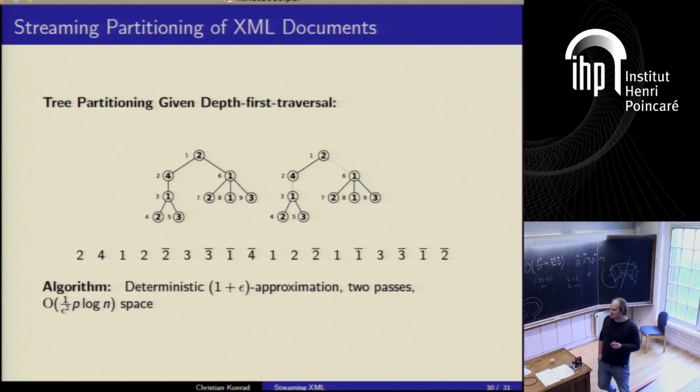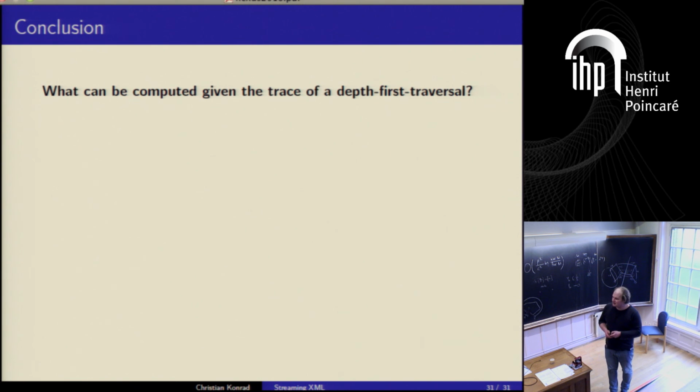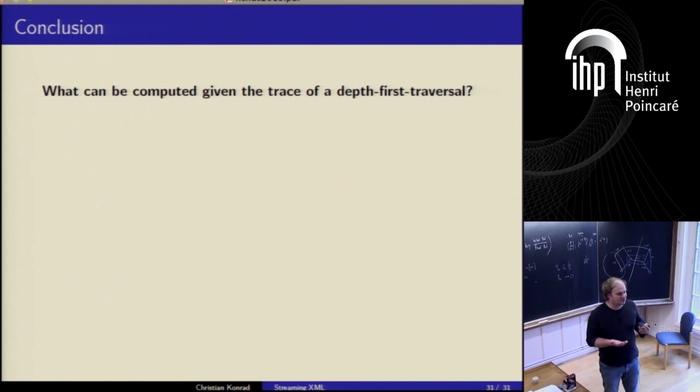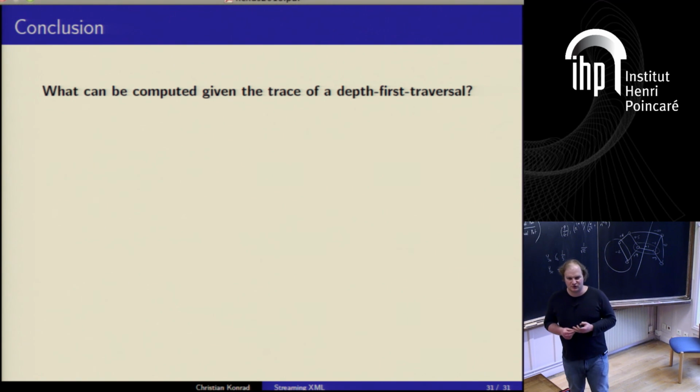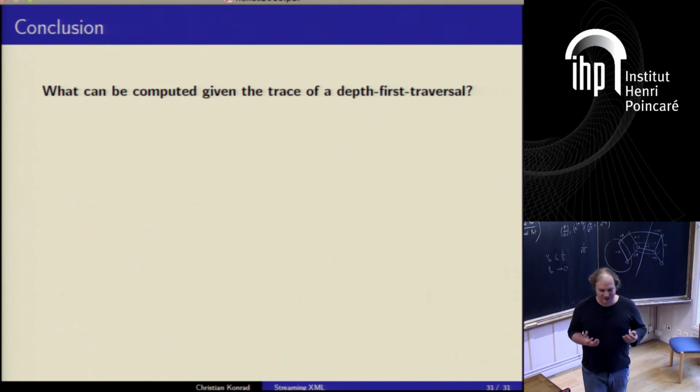So to summarize this talk, I think the question of what can be computed given just the trace of a depth-first traversal of a tree is much more interesting than just with applications to XML files. So I wonder what else could be done in this direction.